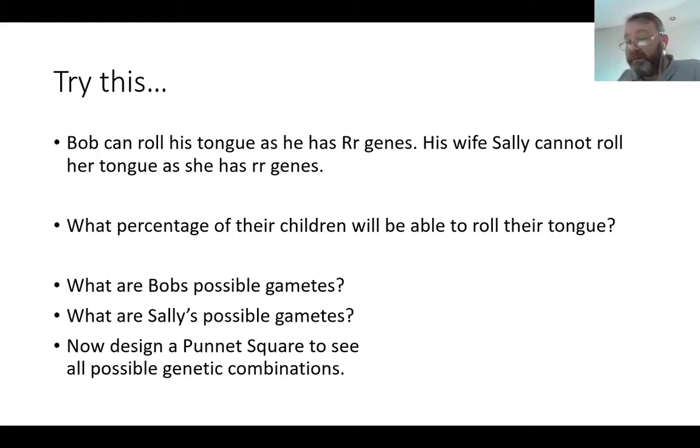Now, here are the answers, just in case you're wondering whether you've got them correct or not. Bob can roll his tongue as he has Rr genes. Okay, now let's talk about Bob for a moment. Bob has Rr. What does that mean? The gametes that he will make are capital R, which allows the rolling of the tongue, and little r. Okay, so they're his possible gametes. His wife Sally cannot roll her tongue as she has rr genes. Okay, so therefore what gametes will she make? She'll make little r and little r.